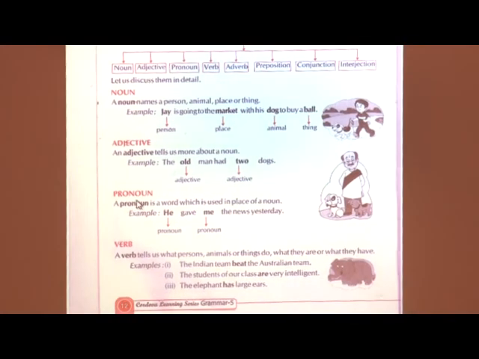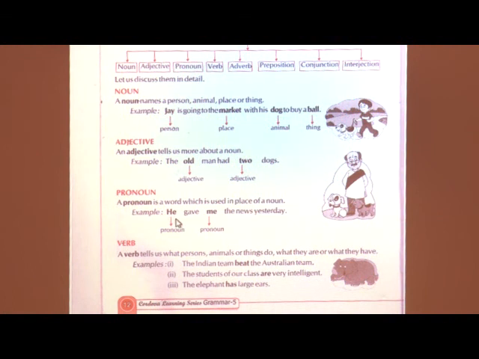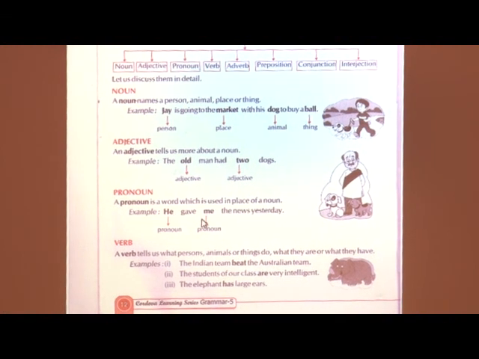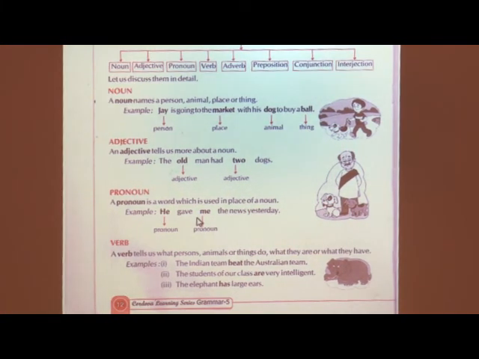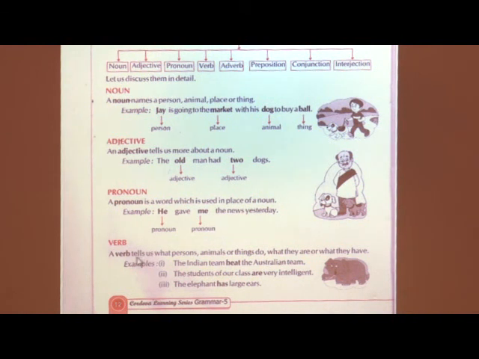And what is a pronoun? A pronoun is a word which is used instead of a noun. If you are talking about a boy, we use the pronoun he, and if you are talking about a girl, we use the pronoun she, or if we are talking about an animal or a thing, we use the pronoun it. So, these are some of the pronouns, and a pronoun is a word which is used in place of a noun.